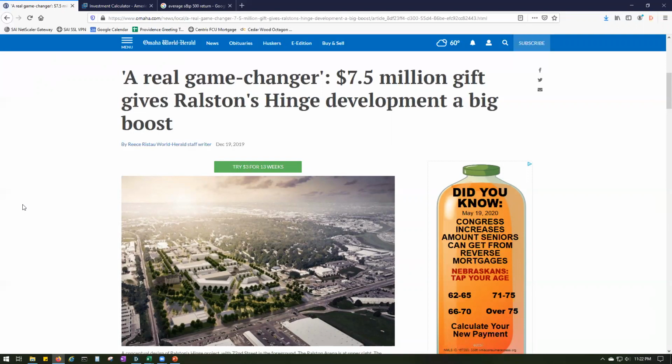A real game changer. A $7.5 million gift gives Ralston's Hinge development a big boost. So a little bit of background on the city of Ralston. Most of my audience is in and around the Omaha area, but if you're not, Ralston is basically a city within a city. It's not very big.